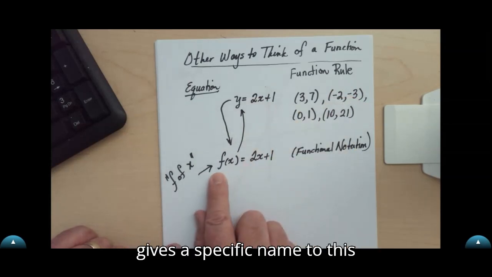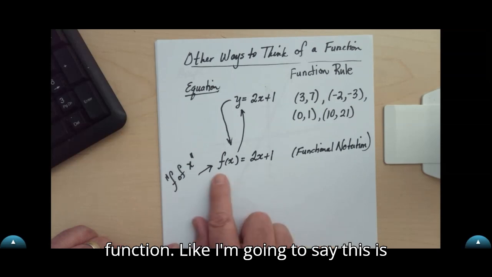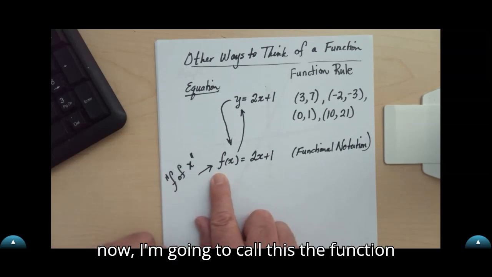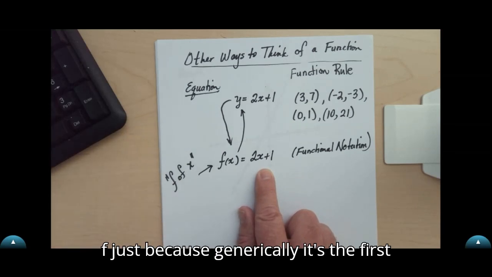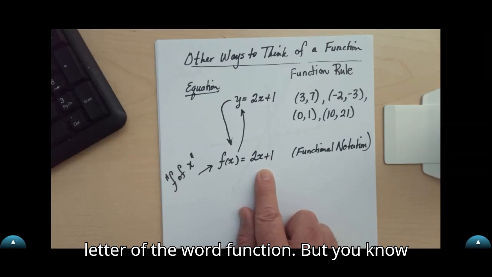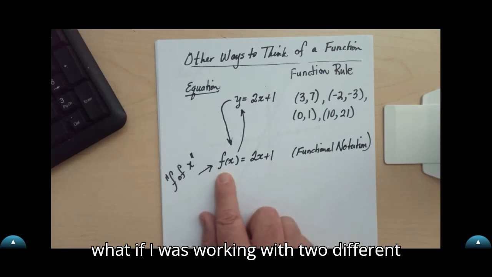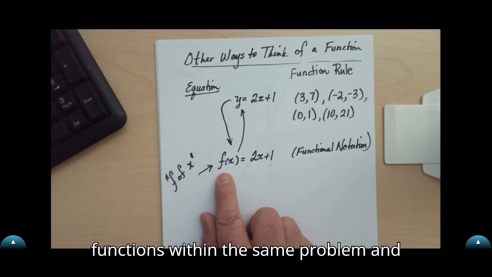First, it gives a specific name to this function. Like I'm going to say this is now, I'm going to call this the function f. And you can see why we use the letter f, just because generically it's the first letter of the word function. But you know, what if I was working with two different functions within the same problem?